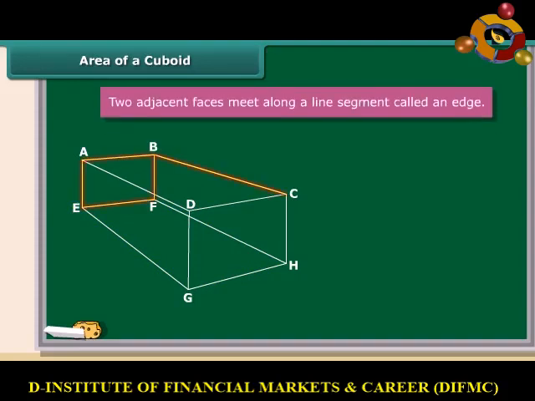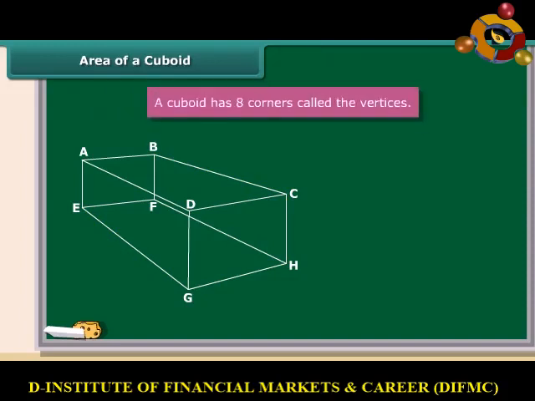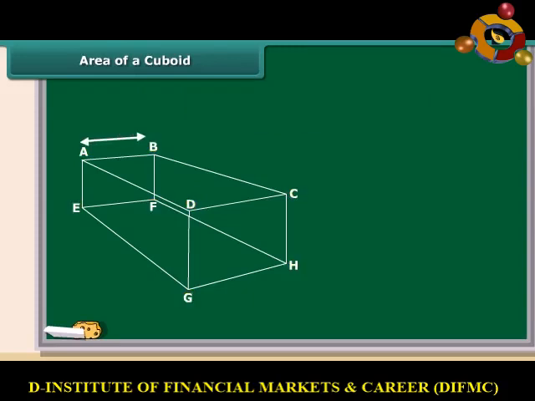Two adjacent faces that meet along a line segment is called an edge. It can be seen that a cuboid has 12 edges in all. A cuboid has 8 corners called the vertices. A, B, C, D, E, F, G, and H are the vertices of the cuboid. Let AB be l, AE be b, and AD be h.